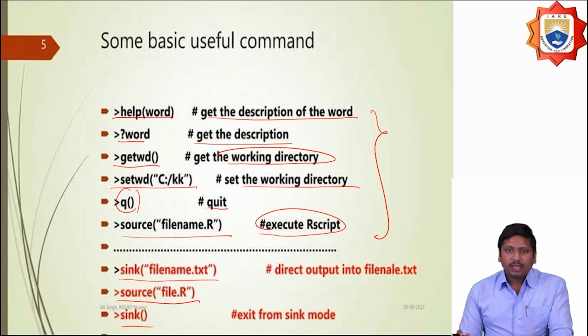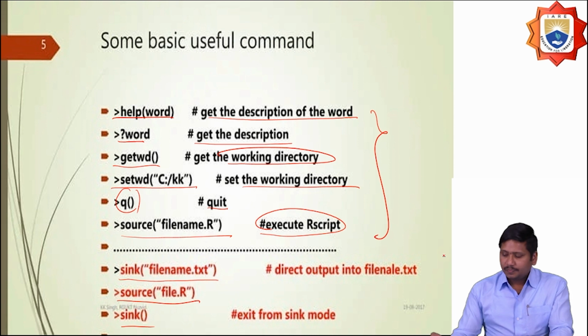So help is the thing which is going to give the description of the word, and ?word, so that you can know the description about the word, what the syntax should be and how it should be used. And getwd is going to get the working directory where we're going to work, and setwd sets the directory in which I want to work. To exit from the prompt, we can use q(), and for running the script programs, we're going to use filename.r.